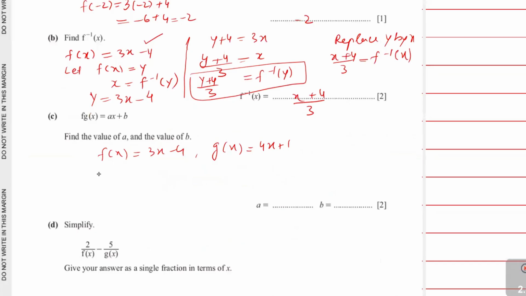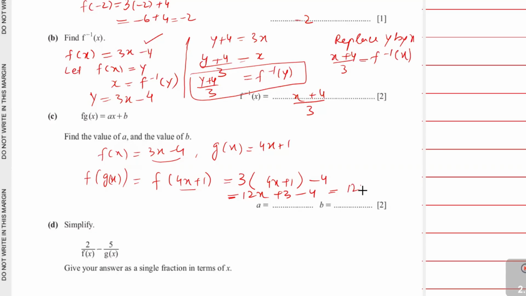We can write this f of g of x as equal to f of 4x plus 1. F of x is equal to 3x minus 4, so in place of x we write this value 4x plus 1, and minus 4 we write as it is. And this will be equal to 12x plus 3 minus 4, and this will be equal to 12x minus 1.